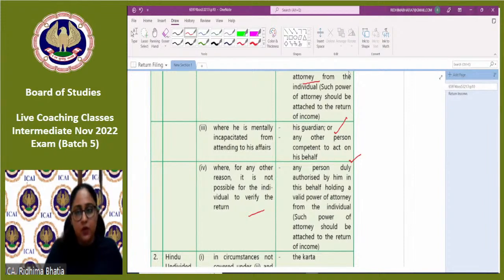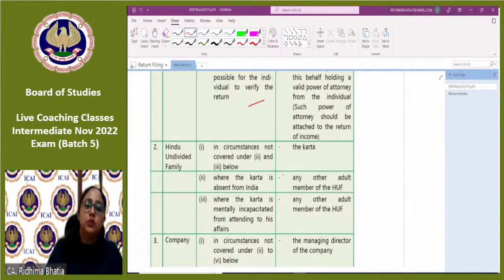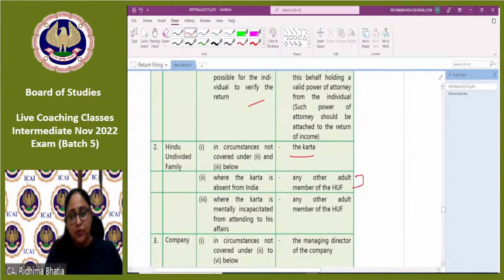वेरिफिकेशन में किसी को कोई डाउट? Okay, now let's proceed in understanding. HUF के केस में who would verify the return? HUF के केस में most importantly first person would be Karta to verify the return. But if Karta is outside India, then any member can verify the return. But any member should be any adult member. Minor member cannot verify the return.